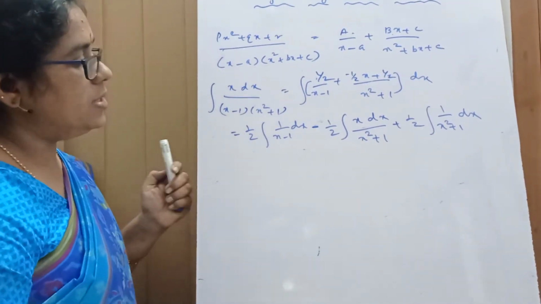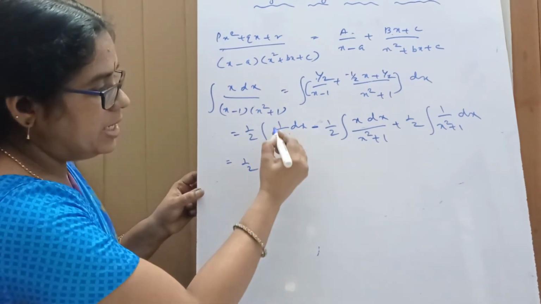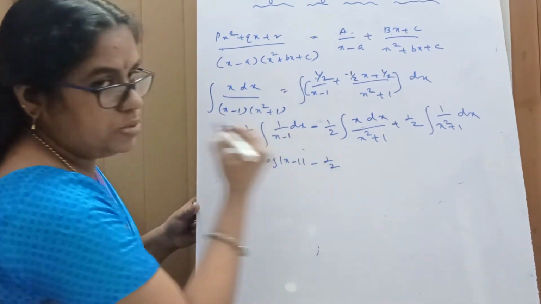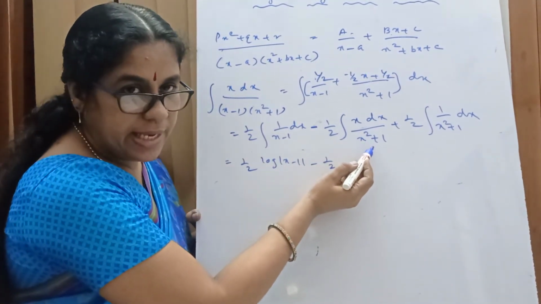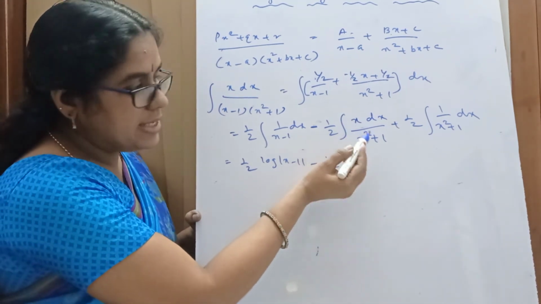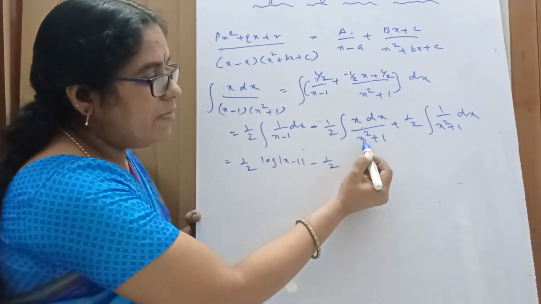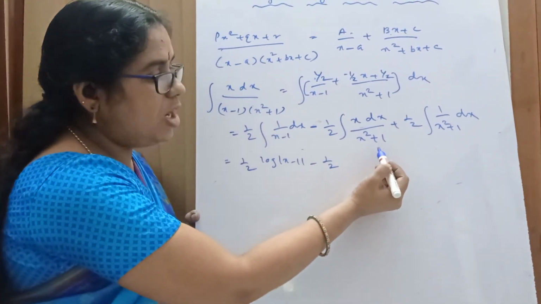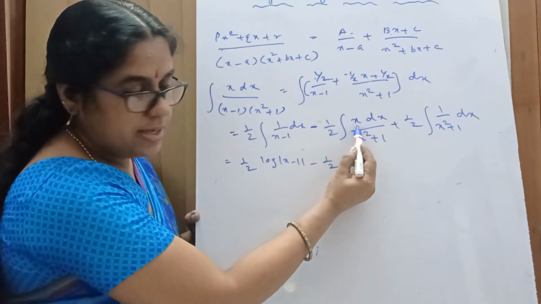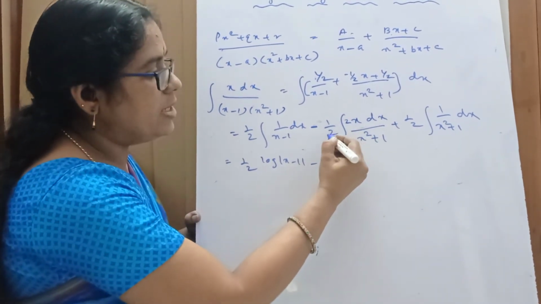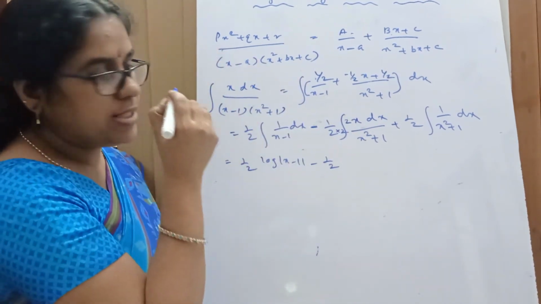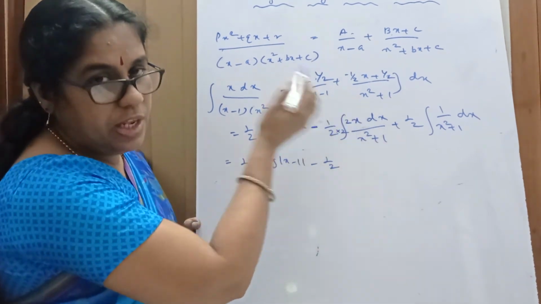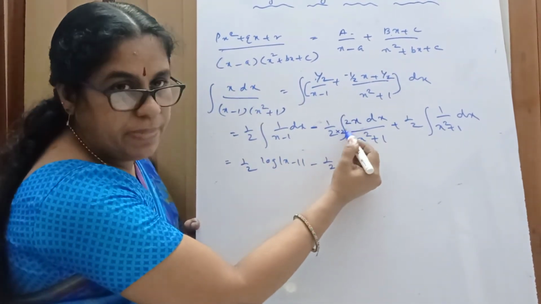Here, half into the integral of 1 by x minus 1 is log mod x minus 1. Minus half into the second integral: for evaluating it, we have to convert the numerator into the derivative of the denominator. The denominator is x square plus 1, and its derivative is 2x, but here it is only x. So we multiply and divide by 2. It's a very important step.